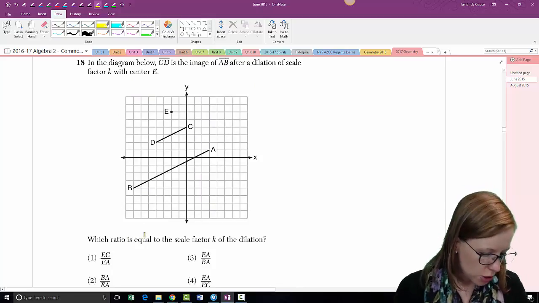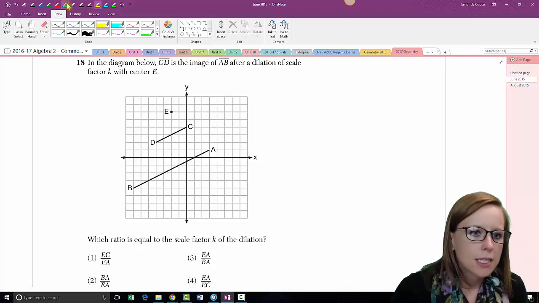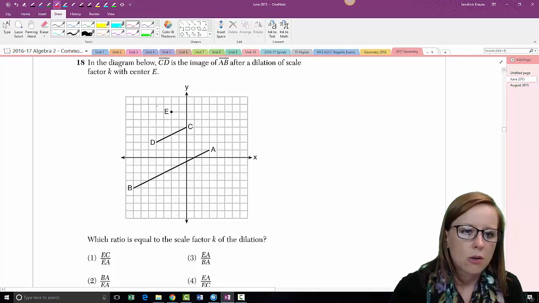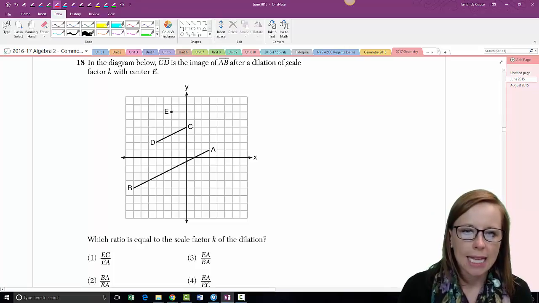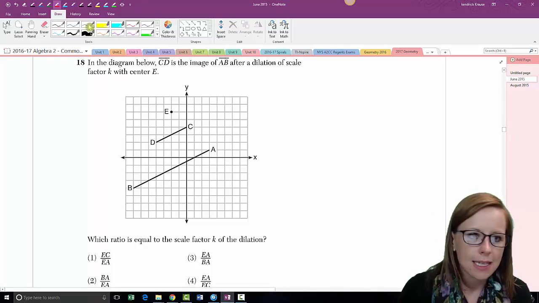All right, so then we've got this question. This will make you crazy if you don't know one fun fact. In the diagram below, CD is the image of AB after a dilation of scale factor K with center E. So CD, this is the image. CD is the image.